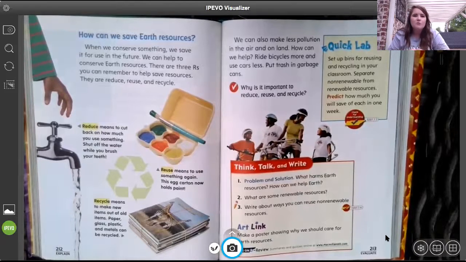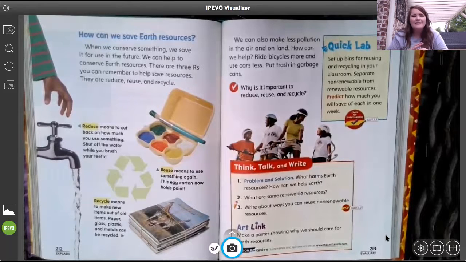Another way that you can reuse something is to use a refillable water bottle. So if you buy a nice sturdy water bottle, you can keep pouring water, drink it, get some more, drink it, instead of buying plastic bottles, because plastic is polluting the land because we're throwing so much trash away. So that might be a way that you can reuse your water bottle.